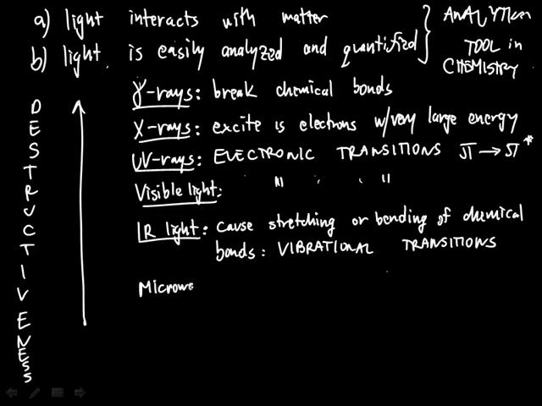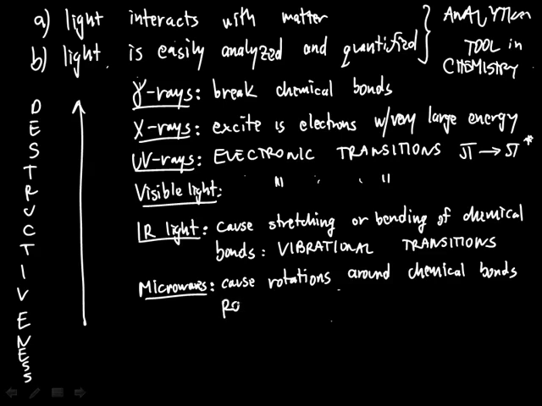Going even further down, we'll get to microwaves. Now microwaves don't even have enough energy to excite vibration, and so they just cause rotations around chemical bonds. And as we've seen in our discussion of conformational isomers, stretching a chemical bond is relatively hard because chemical bonds like to have a certain equilibrium length, and if you stretch them a little further out, they will resist that. Whereas rotation, in many cases, is not too highly resisted, and so rotational spectroscopy requires less energy.